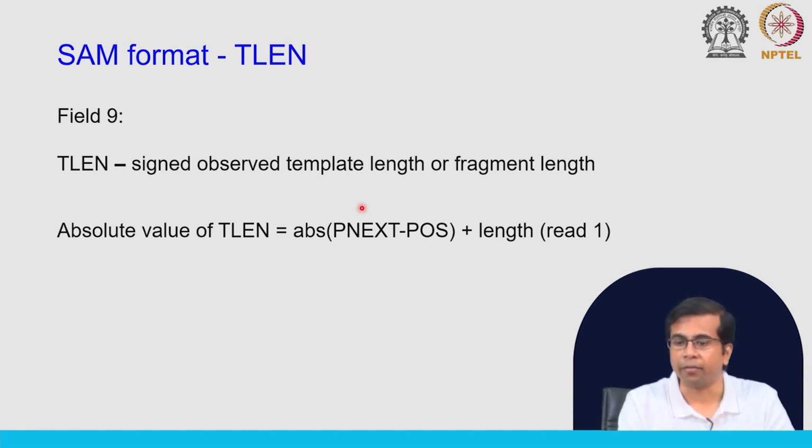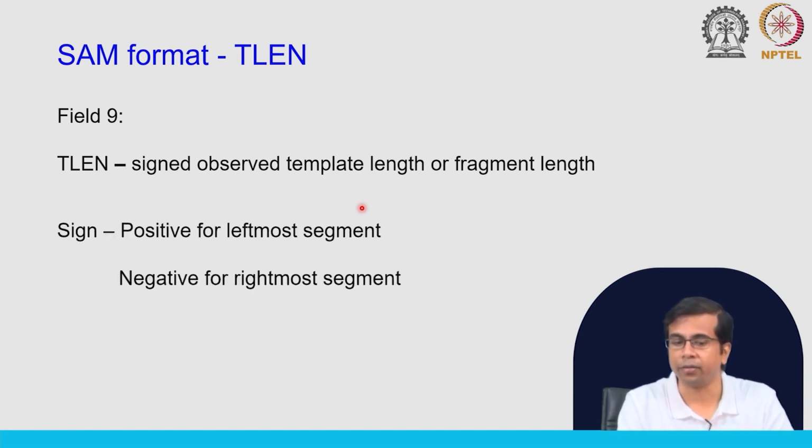Now, what about the sign? How do we actually give the sign? The sign is very simple. You give a positive sign for the leftmost segment. So, if read 1 is upstream of read 2, this is the leftmost segment, so you get a positive sign. For the rightmost segment, where read 2 is downstream, read 2 will get the negative sign. The absolute value of the TLEN remains the same, you simply change the sign.